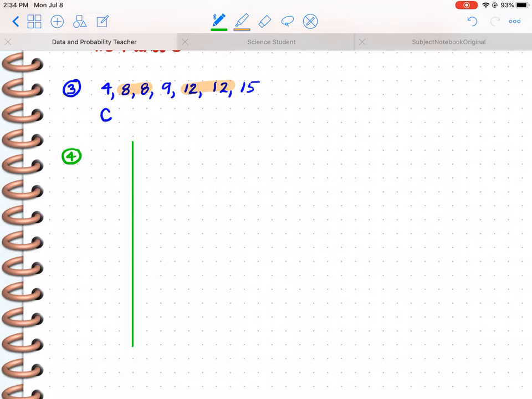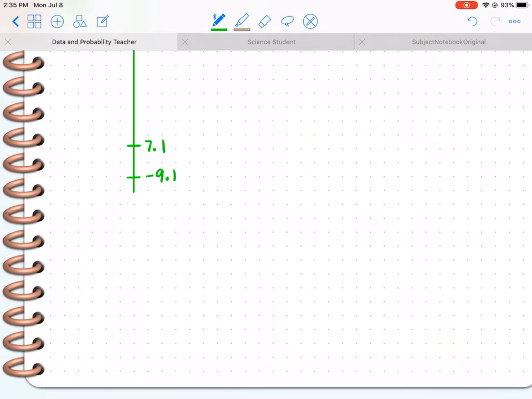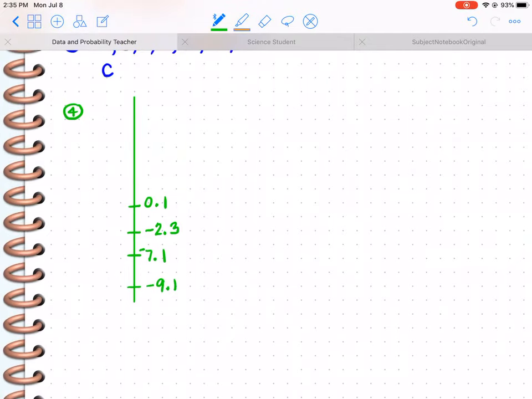So I want to know the temperature that's lowest on this thermometer, and that's the negative 9.1. And then coming up, I'm not measuring, I'm just guesstimating the spacing, negative 7.1. And then we have a negative 2.3. Then we would have 0, if you could see it, and here's 0.1. And then coming on up the thermometer, we have 4.0. And then 8.5 is the top.